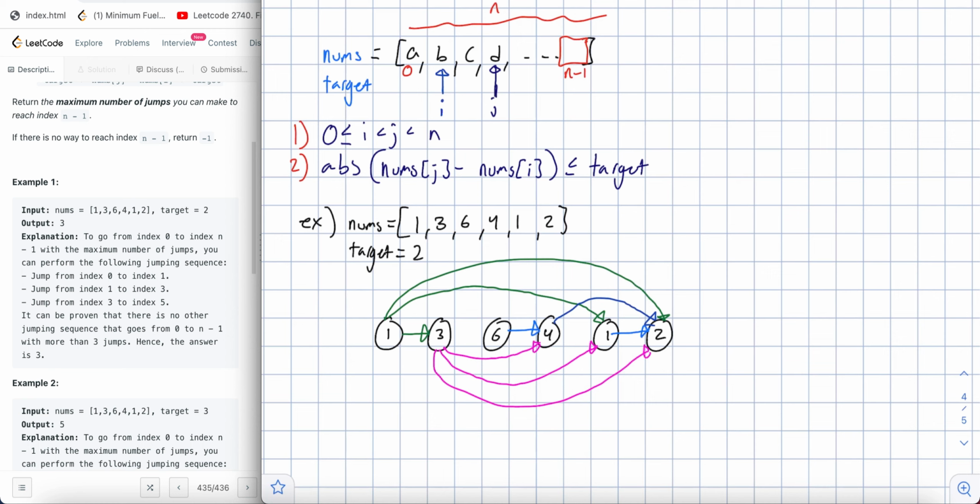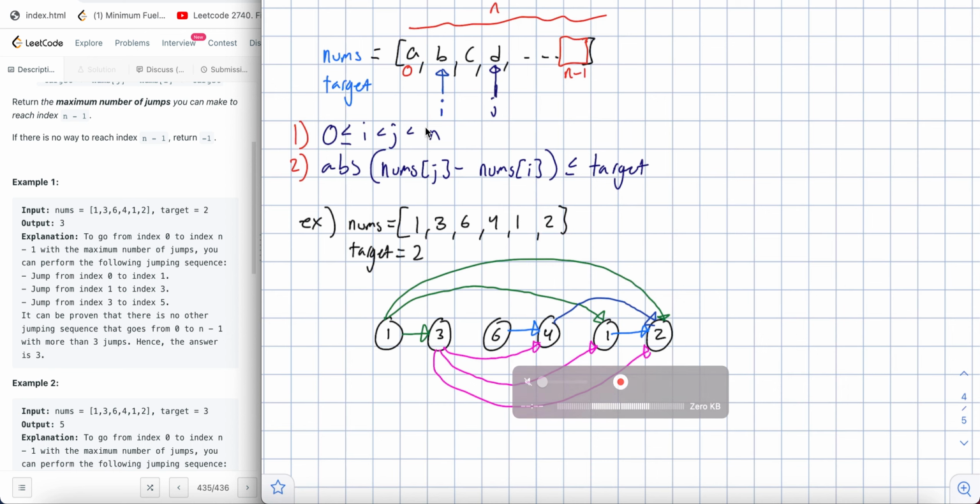But just eyeing this, it looks like the answer is 3, right? Because you go 1, 2, 3, or 1, 2, 3. So 1 to 3, 3 to 1, 1 to 2, or 1 to 3, 3 to 4, 4 to 2, and that's the answer, 3. This has the path 0 to 1, 1 to 3, 3 to 5. So that's this path, right? It's doing it by index, not by value. Yeah, that results in the answer.